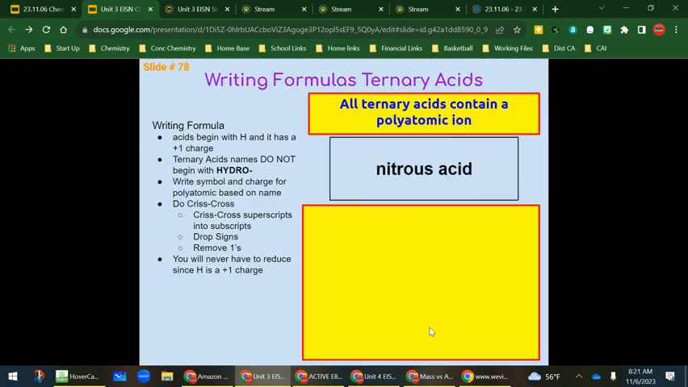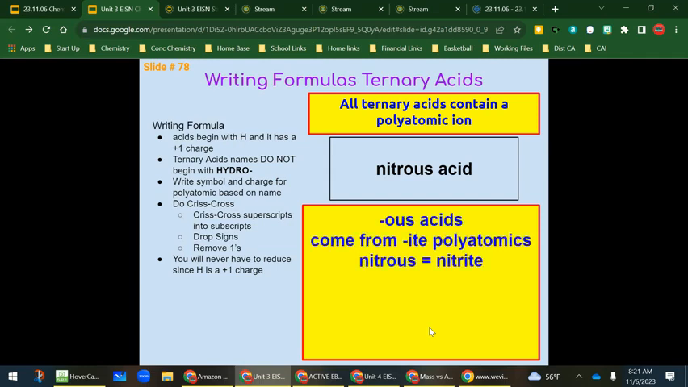Nitrous acid. OUS ending. Means it came from what kind of polyatomic? So what polyatomic did it come from? Nitrite. What's the formula for nitrite? Okay, what's its charge? So what would be the formula? HNO2, AQ, or aqueous.